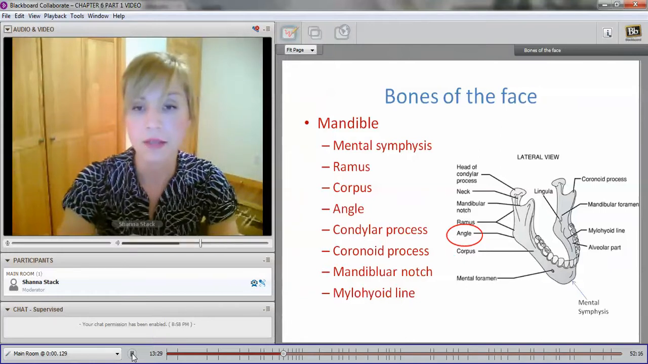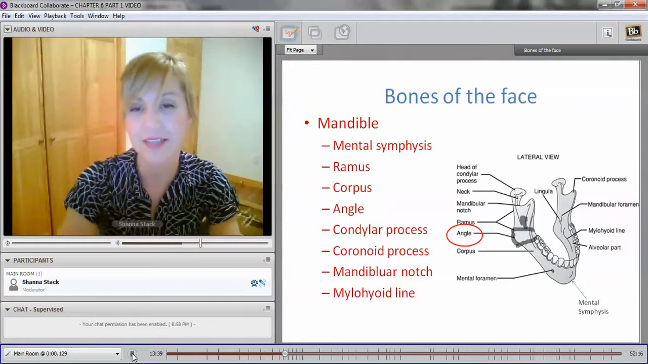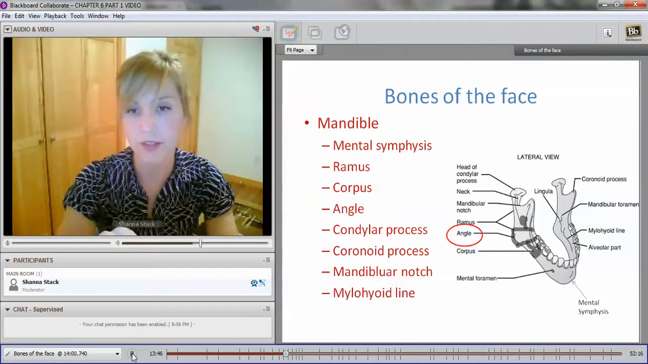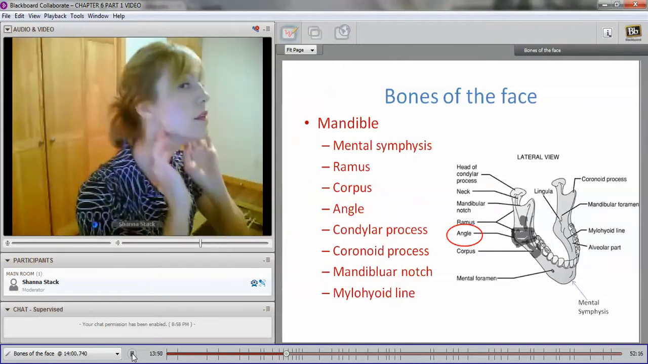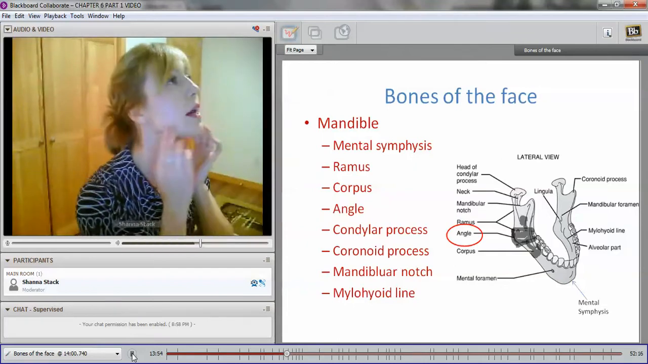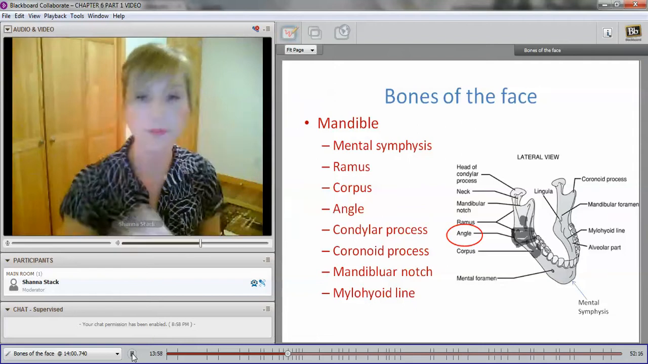Okay, the angle is where the corpus turns into the ramus, okay? Because remember, here's the ramus, ramus this way. Sounds like somebody's name, ramus. And then body. So in here is the angle. And that's intuitive, right? You guys can feel your angle. Okay, so mental symphysis, body, angle, ramus.